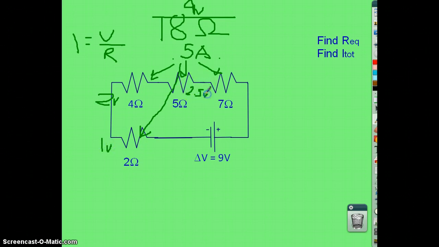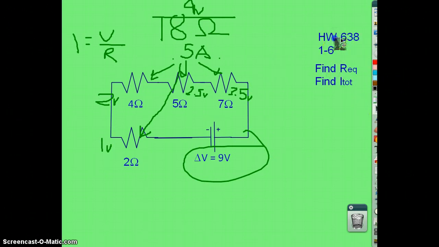2.5 volts. And 7 times a half would be 3.5 volts. And then when you add those up, 2.5 and 3.5 make 6, plus 2 is 8, plus 1 is 9. So that just kind of double checks and makes sure that we're all square. So let's follow this up. There is a homework assignment here in the book, page 638, 1 through 6.